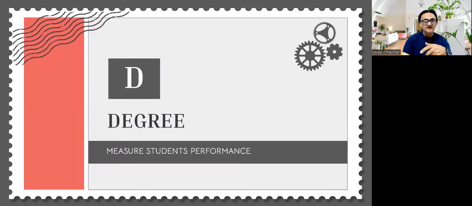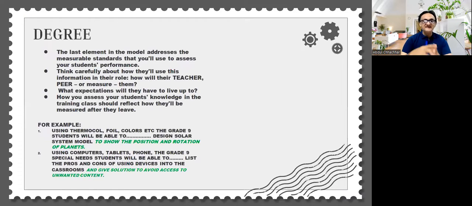Now, the third one is the degree. At what degree, to what extent are you expecting that they have to learn these things? Okay, so this is the measure and degree of the performance. Because if you're not specifying the degree, it will be quite extensive and it will not be measurable. Let's see the last element of this model, which addresses measurable statements.